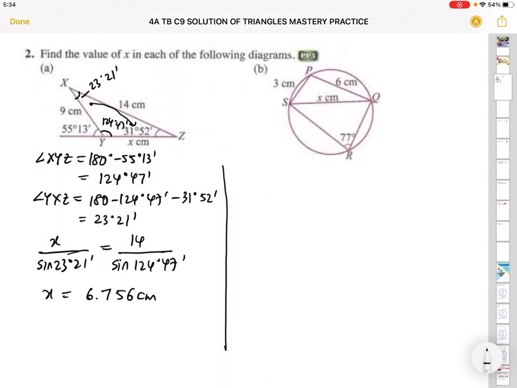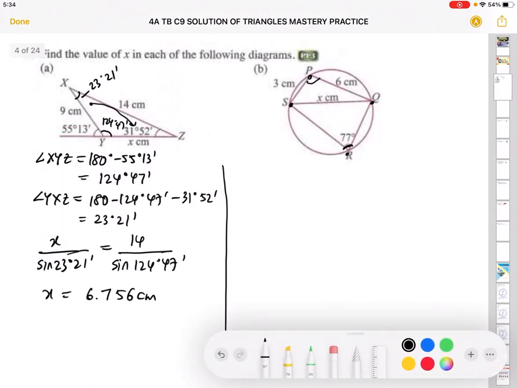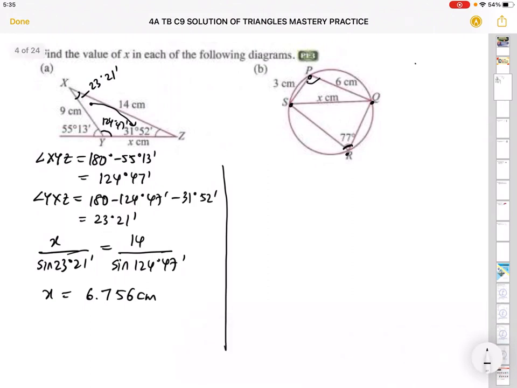Okay, B, we have to use cyclic quadrilateral. The concept that you learned in Form 3, we know that when you have 4 points on the circumference of the circle, this is called a cyclic quadrilateral. With the opposite angles here, angle 77 is opposite to angle P, and P will be 180 minus 77. If you add them up, it is 180. We call it interior opposite angle. So SPQ is 180 minus 77. I got 103.